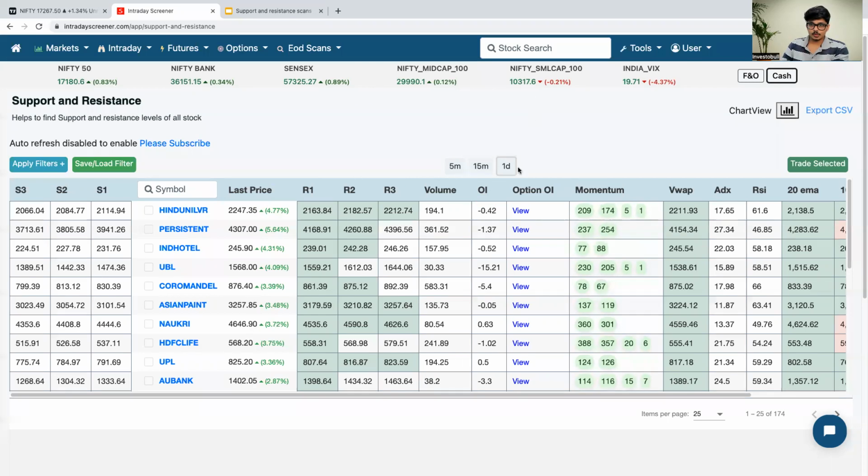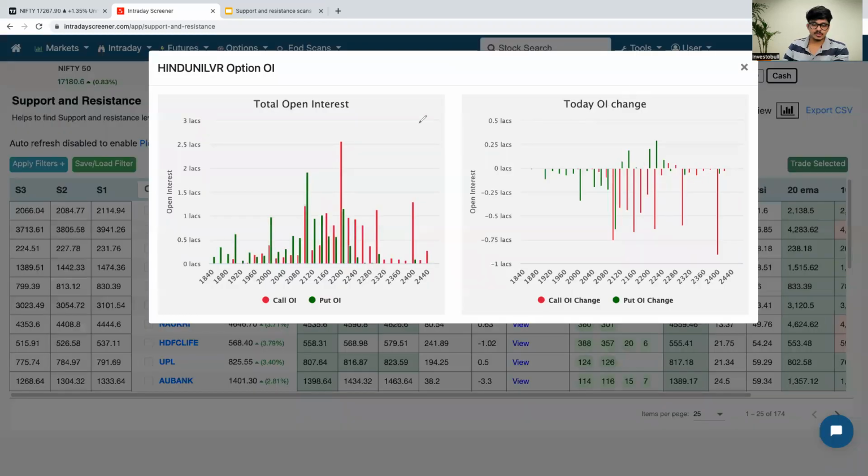So let's discuss option chain data and how to use it. Here you could clearly see that there are green and red candles. So what does this red candle mean? It means call writing is happening in this specific contract. What does the green candle mean? Put writing is happening in this specific stock.